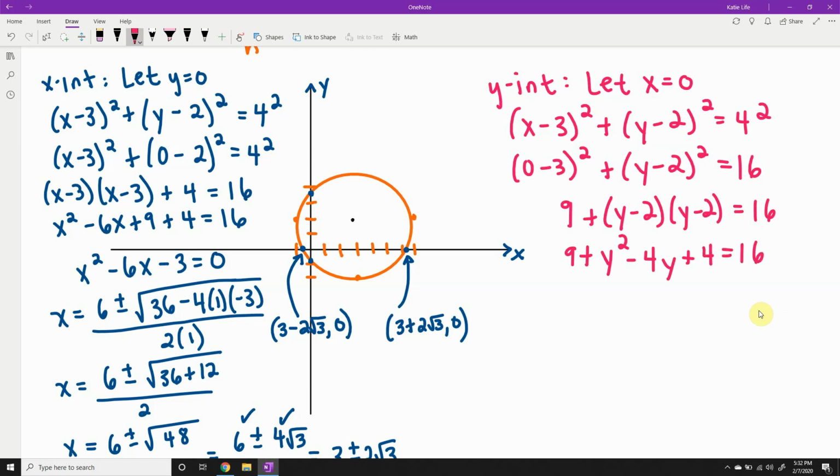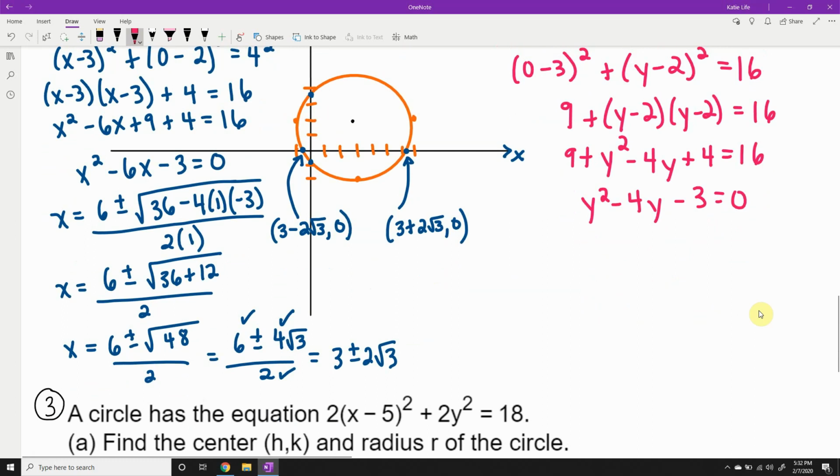9 and 4 is again 13. If I subtract the 16 over, we've got y squared minus 4y minus 3 equals 0. And again, this does not factor nicely as two quantities where we can multiply to get negative 3 but add to get negative 4. So we've got to again use our quadratic formula and say that y is equal to the opposite of b, which in this case is the opposite of negative 4 or positive 4, plus and minus the square root of b squared, 16, minus 4 times a times c, all over 2 times a.